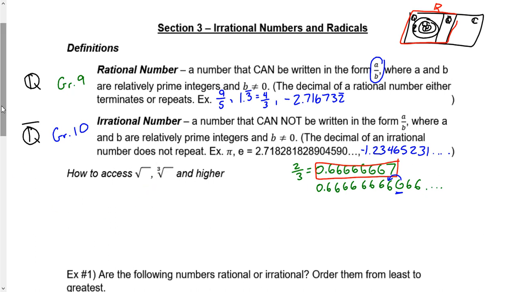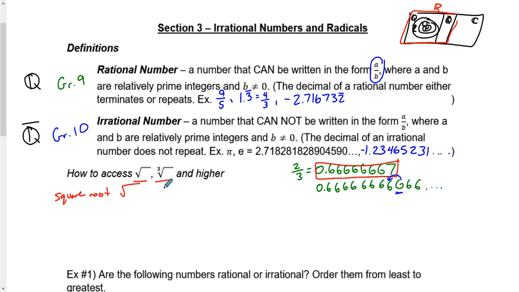So before we keep on going on, we're going to talk about more irrational numbers. And some irrational numbers occur when we have square roots or cube roots, and even higher roots. So in order for us to access our square root, which is the radical, which is the thing that we talked about in one of our previous sections.